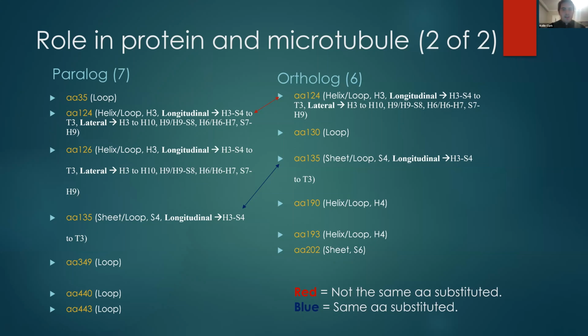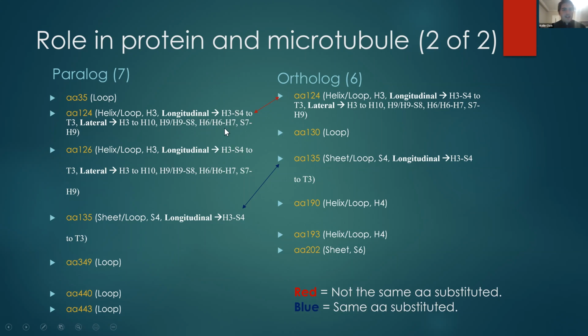Between the paralog and ortholog, there are only 2 amino acids where they were both different at the same site in the protein. Out of those 2, there was only 1 where they had the same amino acid substituted. So this shows that there's not a lot of overlap between the paralog and ortholog, which shows that the evolution of these proteins isn't necessarily relaxed, where they're both moving in the same direction.